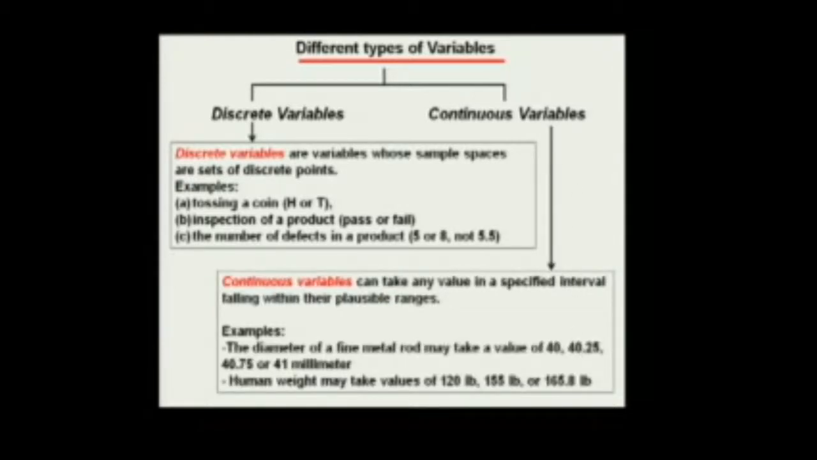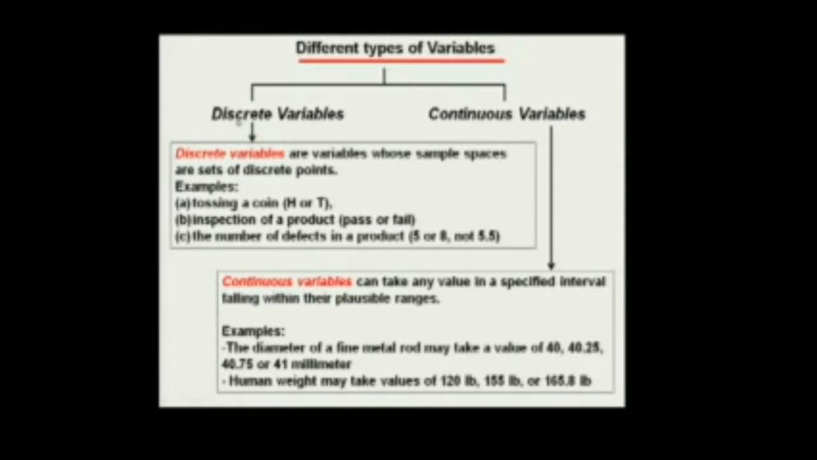Continuous variables, on the other hand, these variables can take any value in a specified interval falling within their plausible ranges. The diameter of a fine metal rod, for example, can be 40, can be 40.25, can be 40.75, can be 41. Human weights can be 120 pounds, 155, 165.8. You can see the continuity. Students' grades can be 75, 75.8, 76, 80, 80.5. So this is what we mean by continuous variables.